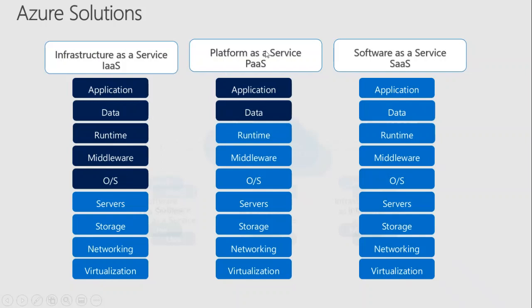Okay, we will come to platform as a service. Here we will just have our application and data. That's it. In the PaaS, we just need to have our own custom application, let's say which we have in-house or a third-party application. We just need to worry about it, and what is the data we are getting. That's it. These two are our part, and the rest, runtime, middleware, operating system, servers, storage, networking, virtualization, we don't need to worry about, because everything is taken care of by Azure itself.